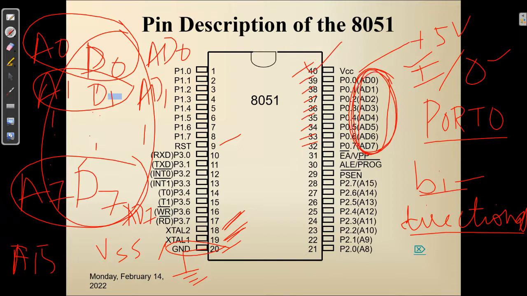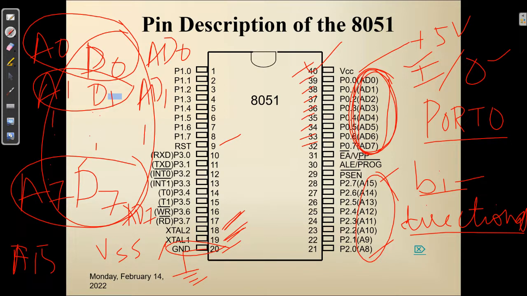That means lower 8 bits are multiplexed. It means lower 8 bits are multiplexed with address as well as data, that is, multiplexed with address and data. Higher 8 bits are not multiplexed. They are purely higher address bus, starting from A8 to A15.